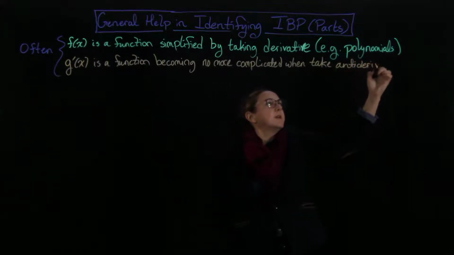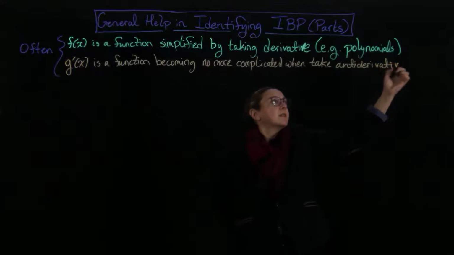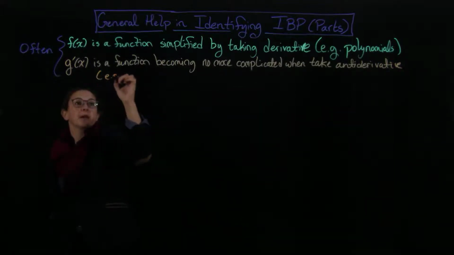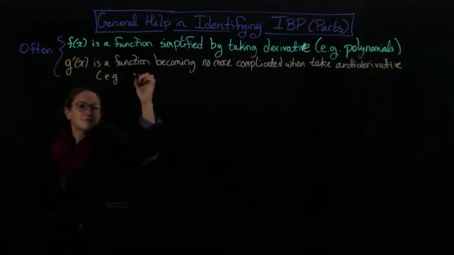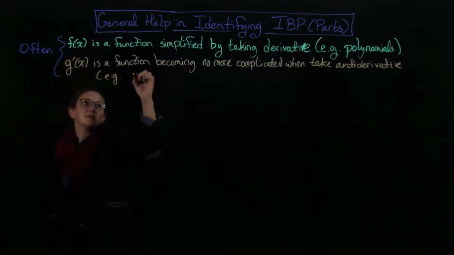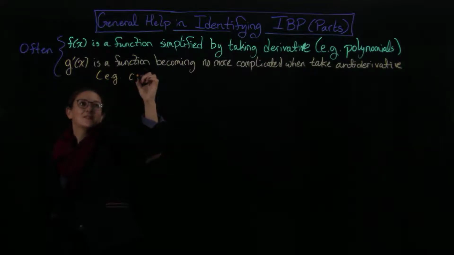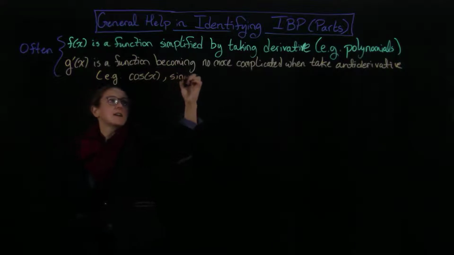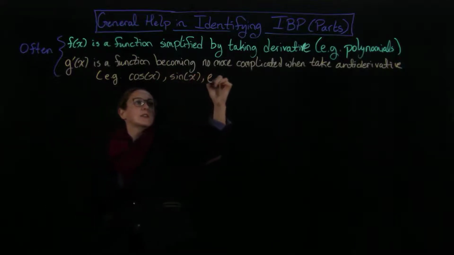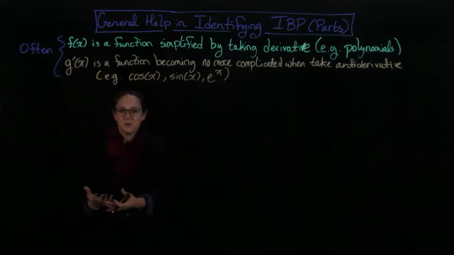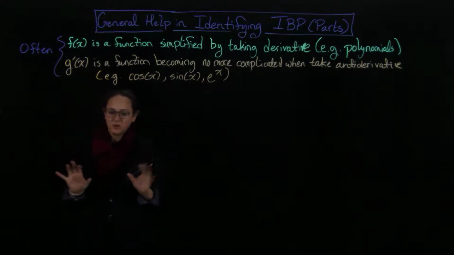So if we think about it, what are some examples of that? Well, sine and cosine pretty much basically stay the same, and e to the x stays the same. Cosine and sine kind of swap, with maybe some sign in front. So cosine of x, or sine of x, or e to the x. There are other tricky circumstances for using integration by parts, but this is the most standard.